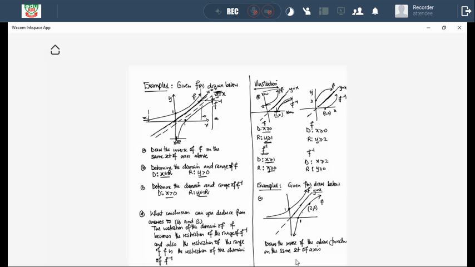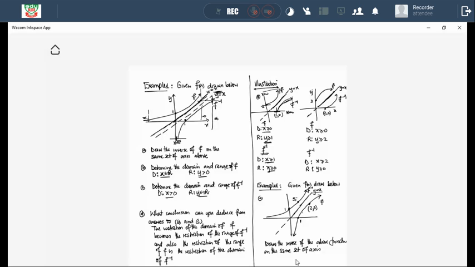This is f inverse. Look at that. The inverse of a logarithmic graph, which is increasing, is exponential, which is increasing. There is another point, which is (2, 5).